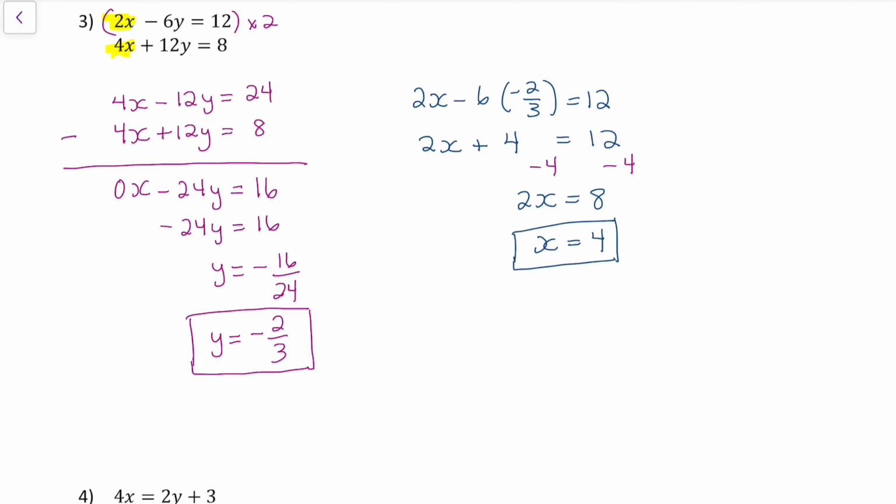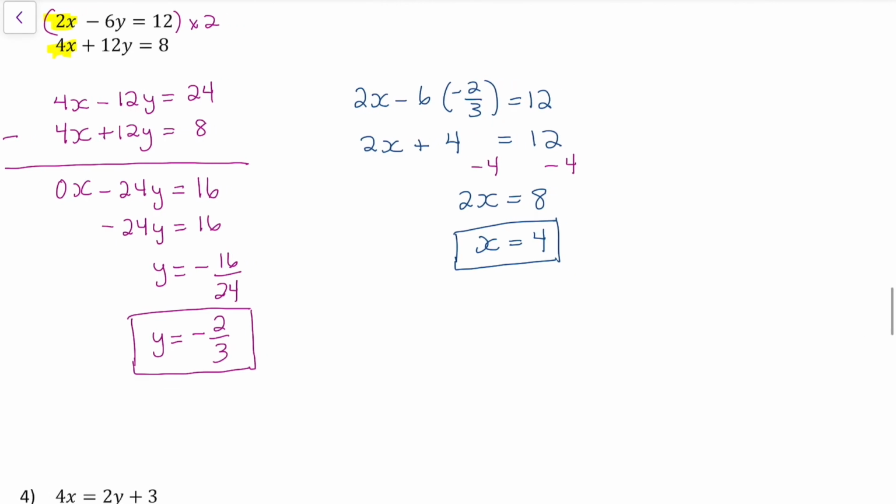And then finally, we are going to check to make sure that it works in both. So I get 2 times 4 minus 6 times negative 2 over 3 should equal 12. I get 8 plus 4 equals 12. 12 equals 12. So that one's good. Let's check our second equation there.